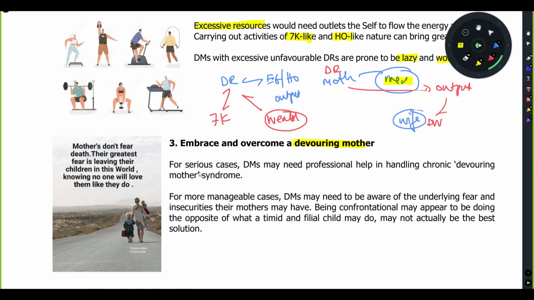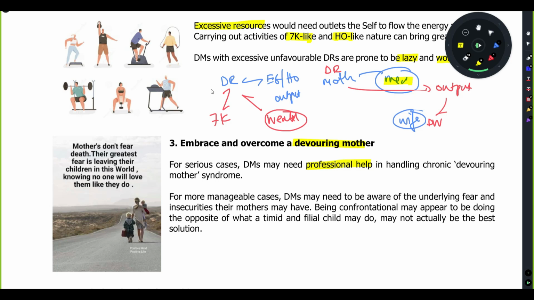Therefore, the man has a conflict, and this conflict can be perpetuated through the entire life, creating that kind of familial conflict that brings the conflict of interest and sickness. Now, for chronic devouring mother syndrome, those may need real professional help. A psychologist or psychiatrist may provide better counseling on how the day master may seek to overcome a controlling, devouring mother syndrome.